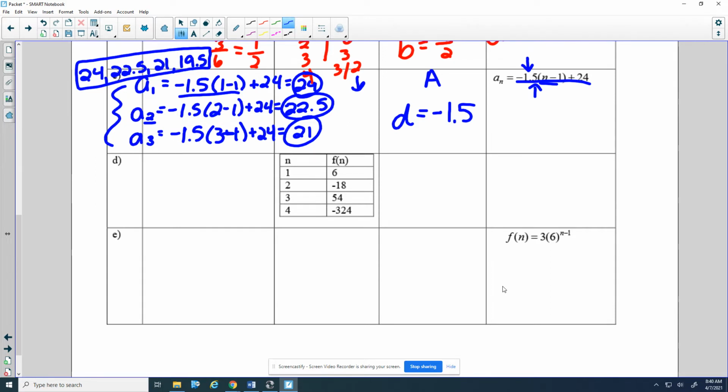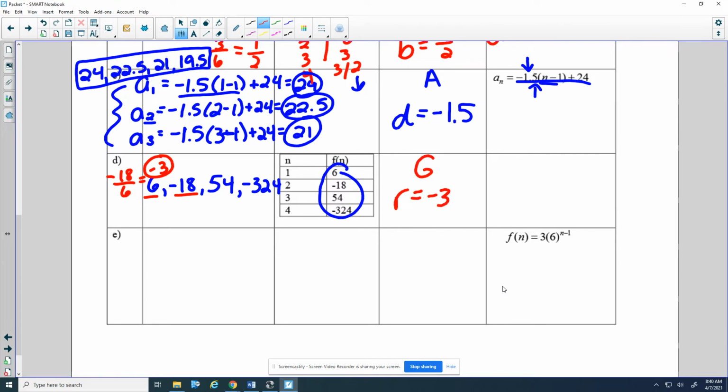Okay, so last one from a table. I will always start and just go to my sequence of numbers. Okay. Now here I see a multiplying pattern. If I take any term and divide it by the one in front of it, here I get my common ratio as negative 3. So it's geometric. The ratio is negative 3.